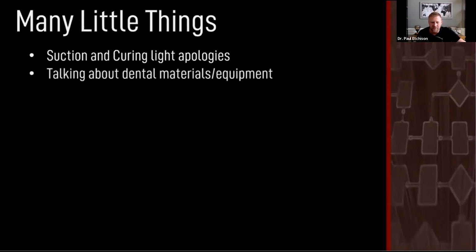We talk about our materials, how awesome our impression materials are, how awesome our scanner is. Look at the lights on our handpieces, stuff like that. We take it for granted, but there's a lot of cool stuff that we have in dentistry.